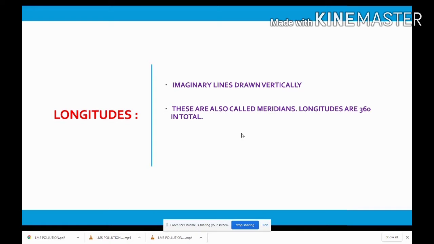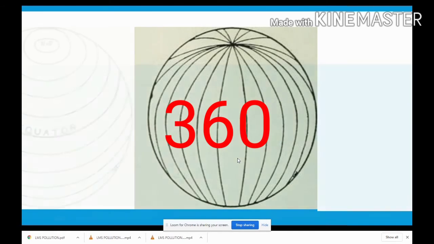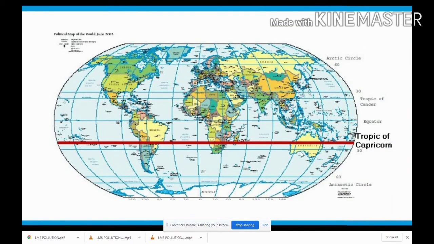Now, longitudes. Longitudes are the imaginary lines drawn vertically like this from the North Pole to the South Pole. These longitudes are also called meridians. Longitudes are 360 in total. Now you can see the whole picture of longitudes and latitudes. This is the equator. The horizontal lines are latitudes. The vertical lines are longitudes.